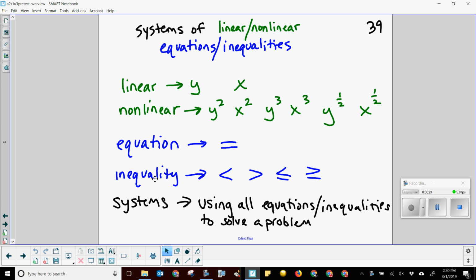Systems. You're using all of your equations or inequalities to solve a problem. Linear is like y and x to the first power. Nonlinear is basically anything else. An equation says something equals something. An inequality says less than, greater than, less than or equal to, greater than or equal to. So they're just doing some definitions, making sure you know the difference between everything.